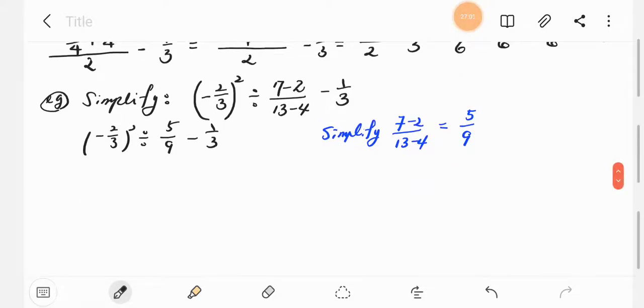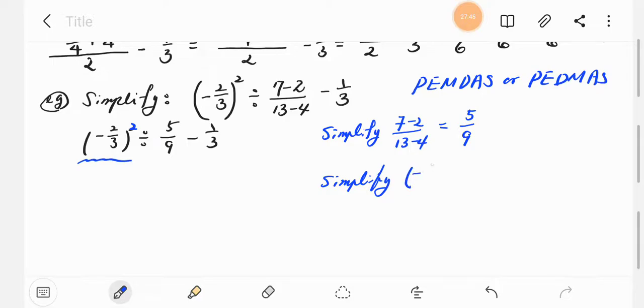And the next step is, okay, let's use PEMDAS, or PEDMAS, right? So we have just cleared the parentheses, which is the fraction. Next step is the exponent. We have an exponent here, 2, right? So let's simplify this exponential form, negative 2/3 squared. Negative 2/3 is multiplied 2 times. Then the negative becomes positive. So this is 2 over 3 times 2 over 3, which is 4/3.